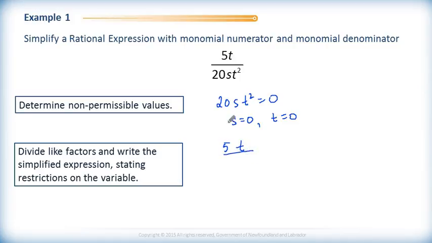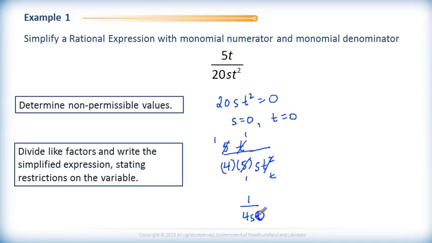Now we divide our like factors. So I'm going to first of all factor the 20 as if it was 4 times 5. And then I have st squared. 5 divides into the 5 once. t goes into t once and into t squared t times. So we are left with 1 over 4st.